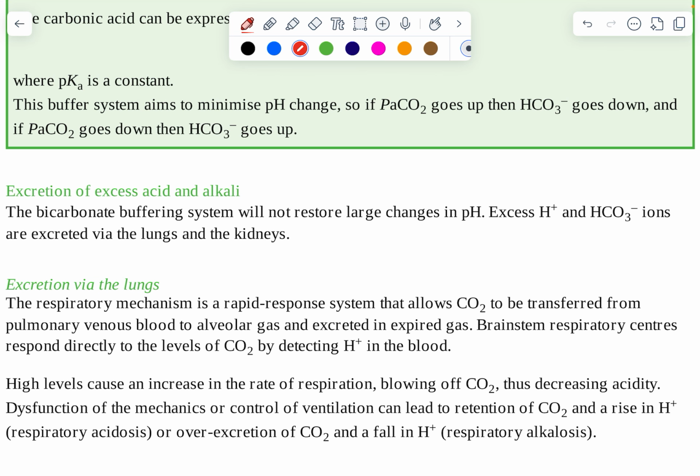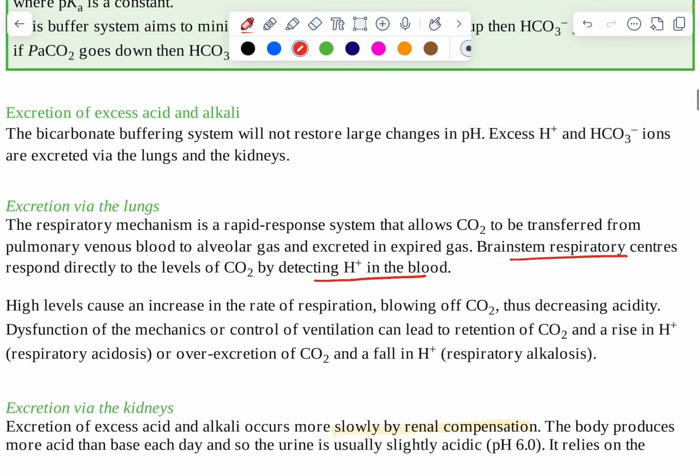Excretion via the lung. What happens? The respiratory mechanism is a rapid response system that allows CO2 to be transferred from pulmonary venous blood to alveolar gas and excreted. The brain stem respiratory center directly responds to levels of CO2 by detecting hydrogen ions in the blood. High levels of hydrogen ions cause an increased rate of respiration, blowing out CO2, thus decreasing acidity.